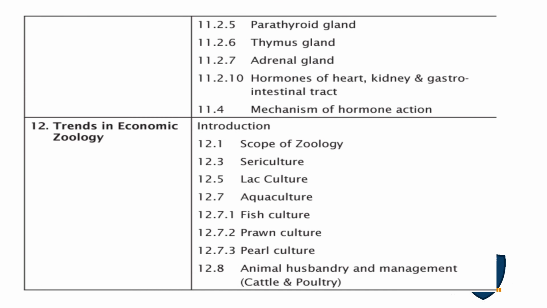11.2.5 parathyroid gland, 11.2.6 thymus gland, 11.2.7 adrenal gland, 11.2.10 hormones of heart, kidney and gastrointestinal tract, 11.4 mechanism of hormone action. 12. Trends in economic zoology. Introduction. 12.1 scope of zoology. 12.3 sericulture. 12.5 lac culture. 12.7 aquaculture. 12.7.1 fish culture. 12.7.2 prawn culture. 12.7.3 pearl culture. And 12.8 animal husbandry and management, cattle and poultry.